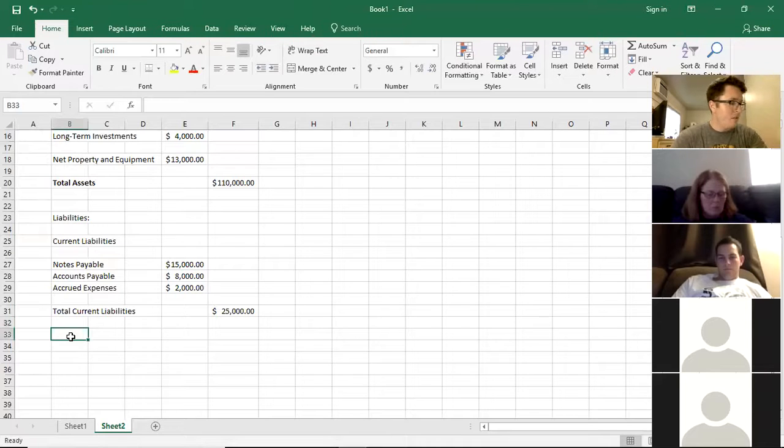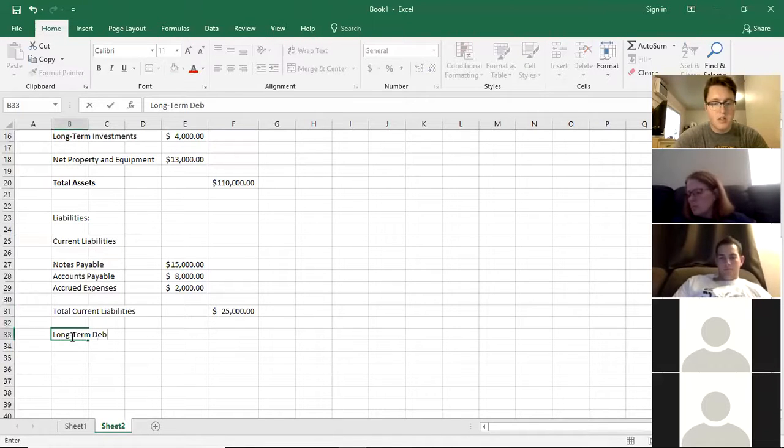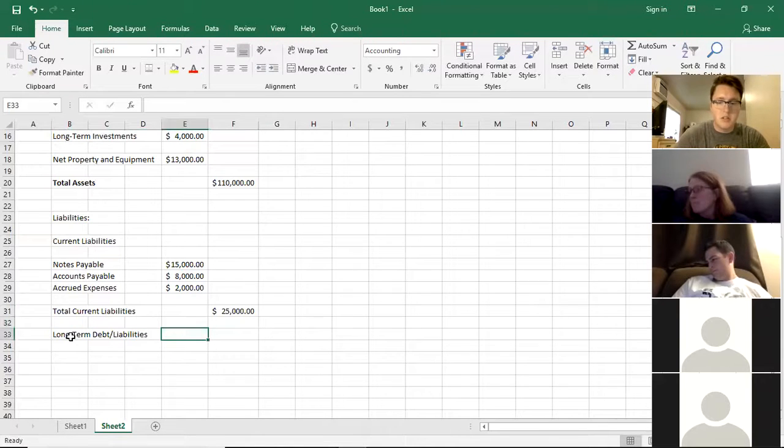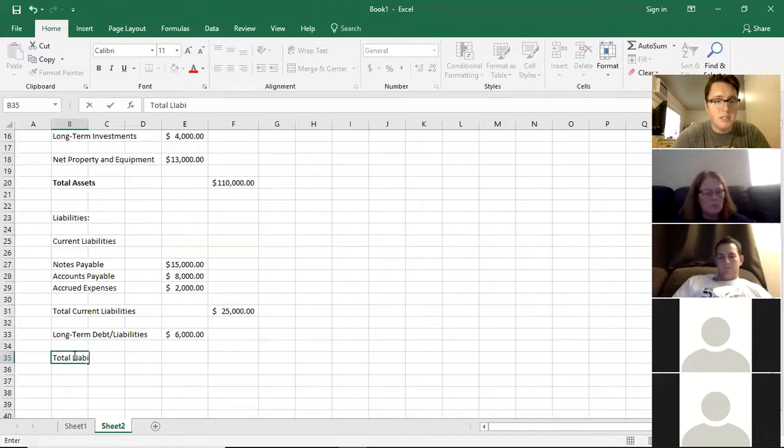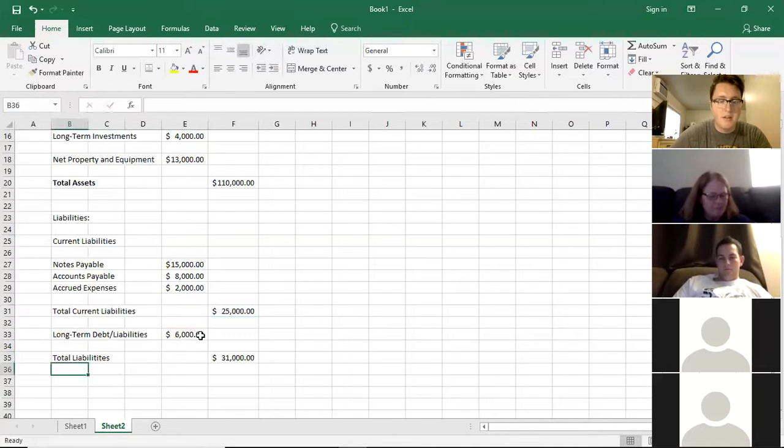Next, we'll have long-term debt or long-term liabilities. And let's say that we've got, I don't know, 6,000. And now our total liabilities is going to be our total current liabilities plus our long-term debt. Now let's make this number just a little bit bigger too. Let's say we got 18,000.